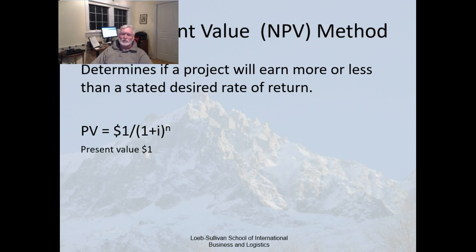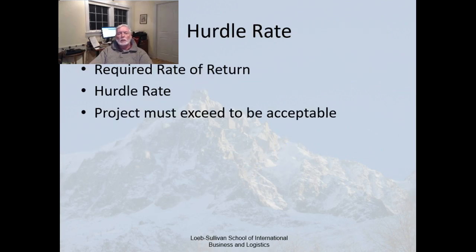So that's the formula. It requires a little bit more math than the payback method. That's still not terribly difficult math, but you have to have a calculator that can do square roots and cube roots and so forth. But not that hard. So net present value discounts future dollars. That's what we're doing here. We're discounting future dollars.